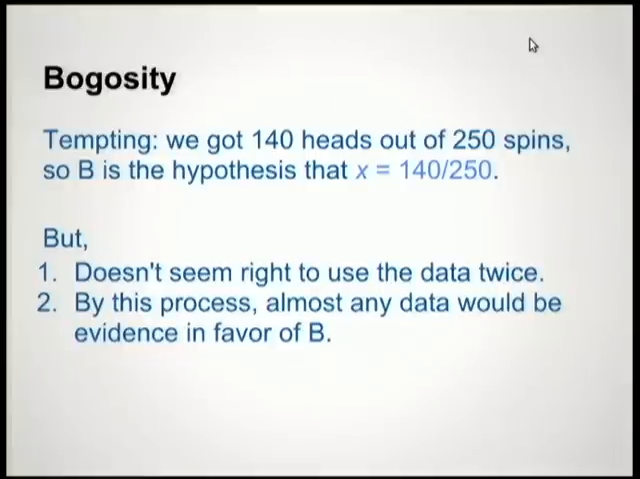The other thing that feels wrong is if we do this, if I let you make that bet, you would find that any data set would be evidence in favor of B, unless it was exactly 50%. If I got exactly 125 heads out of 250, then the Bayes factor would be 1. But you would win all the other bets. That doesn't seem right.